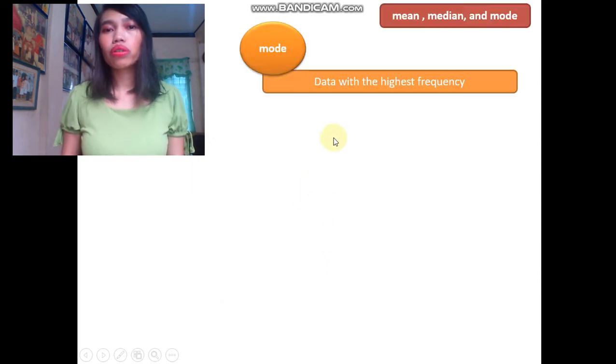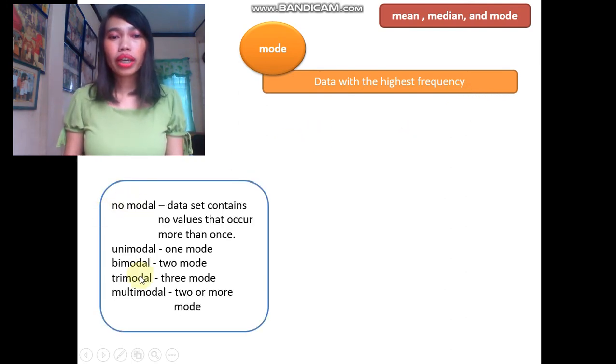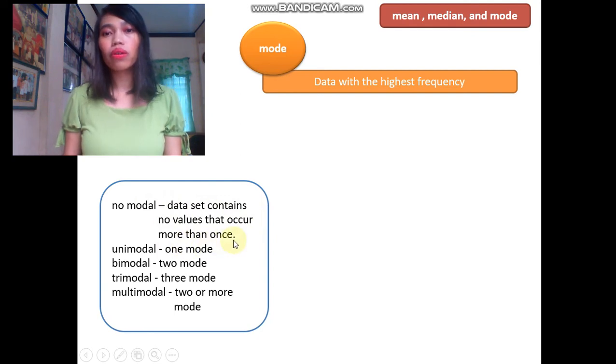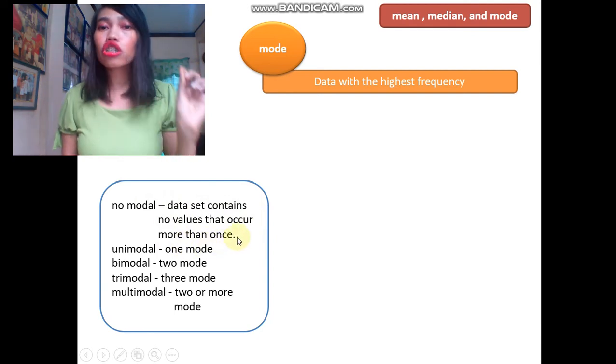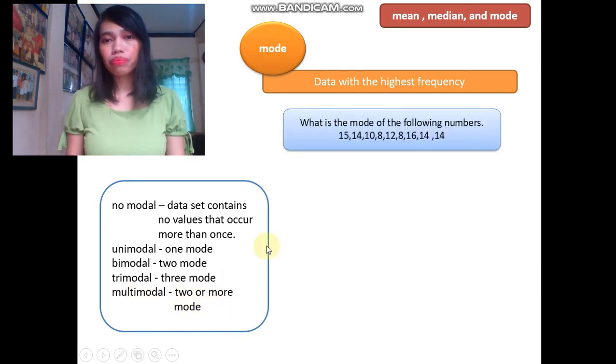Let's proceed to mode. Mode is the data with the highest frequency, or the most frequently occurring data. So you can have this: no mode, where the data set contains no values that occur more than once, meaning each data has the same frequency. Unimodal, one mode. Bimodal, two modes. Trimodal, three modes. Generally, this is multimodal, or two or more modes.